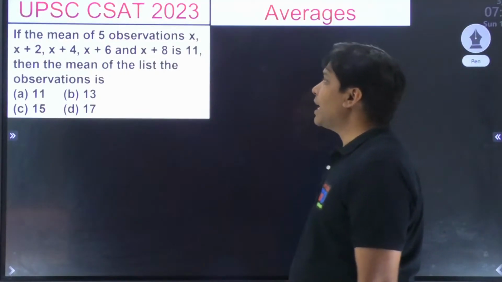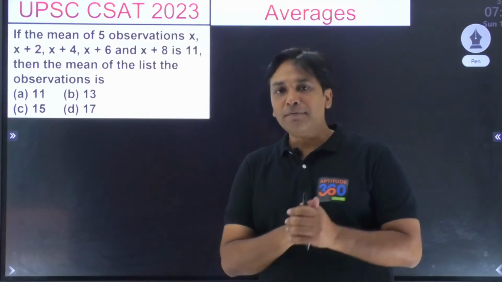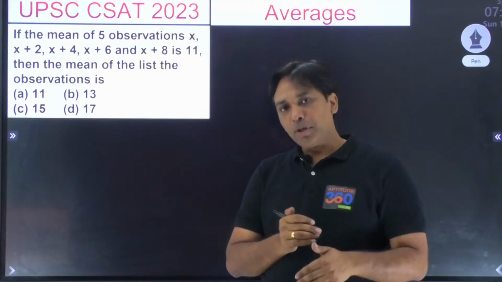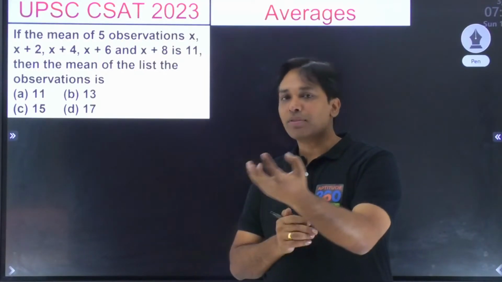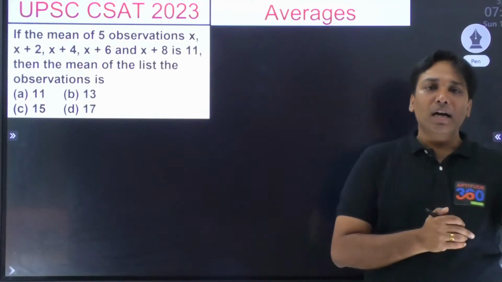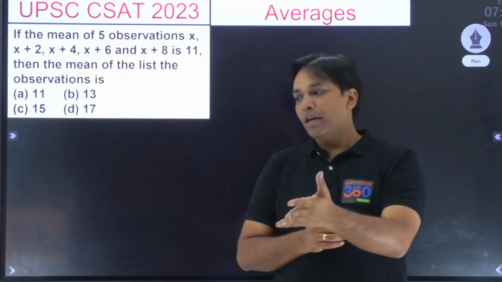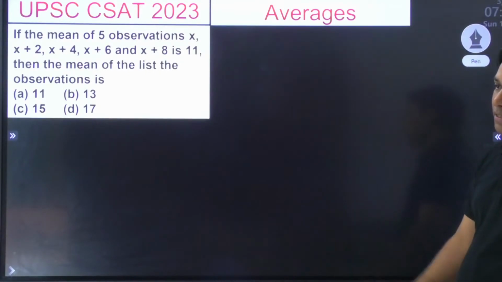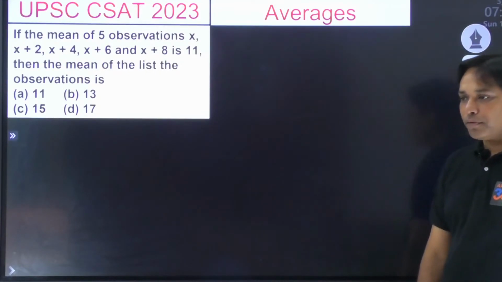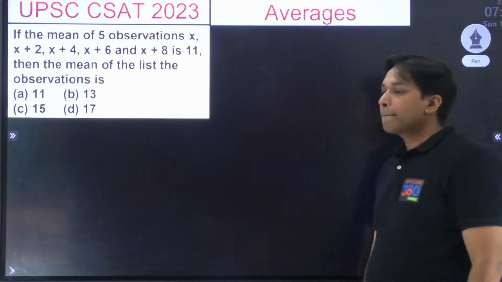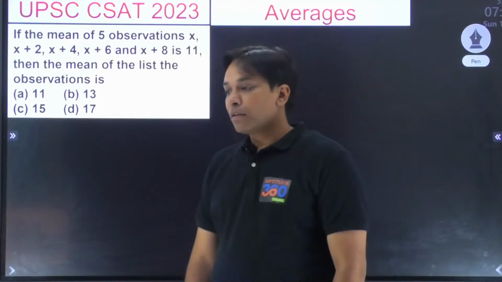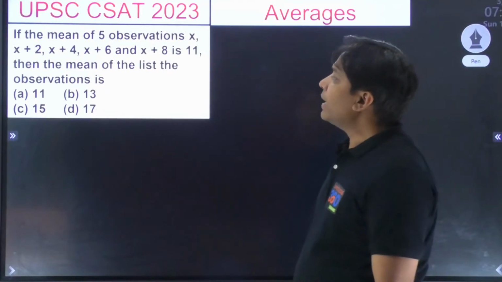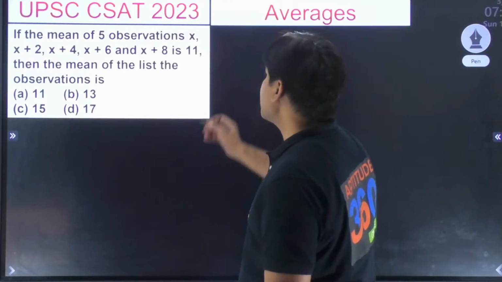If the mean of 5 observations, so there are things that we have learned: average is equal to sum upon number, so sum is equal to average into number. And the third very important thing that you are learning is, if the data is in AP, then it is going to be the average of the first and the last. That is it, average of first and the last. Is that okay? So the mean of 5 observations, you could have done this.